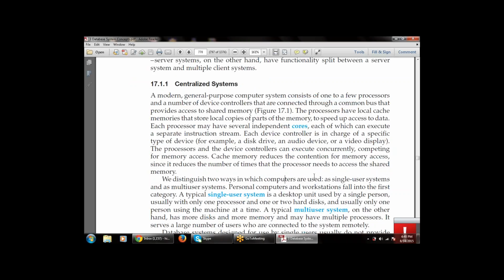We differentiate two ways in which computers are used. One is a single user computer, and one is a multi-user computer. So there are two types of computers. A personal computer and a workstation computer fall in the first category, that is, single user computers.